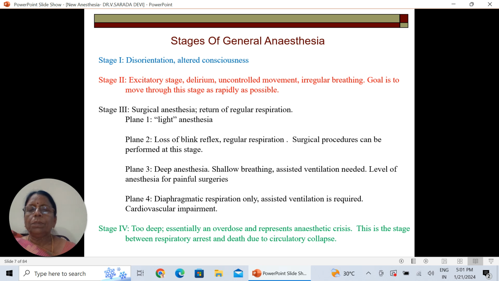Stage 4 is too deep, essentially an overdose, and represents anesthetic crisis. This is the stage between respiratory arrest and death due to circulatory collapse.